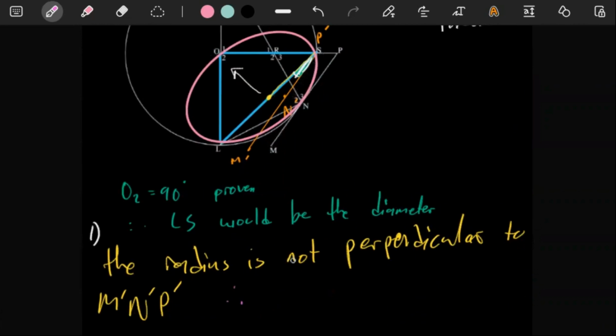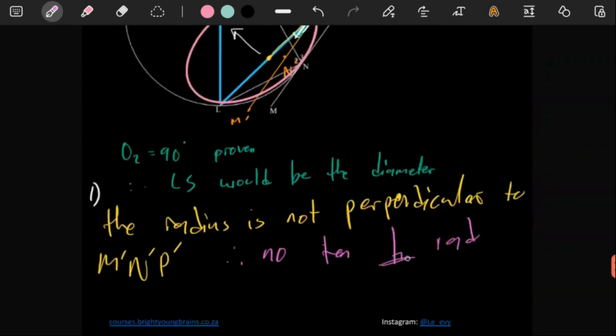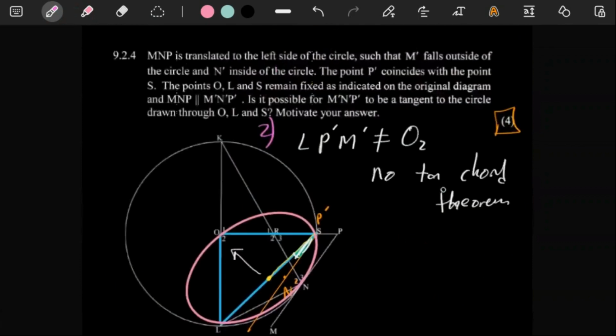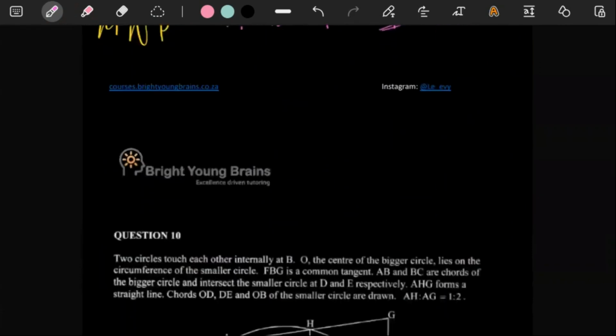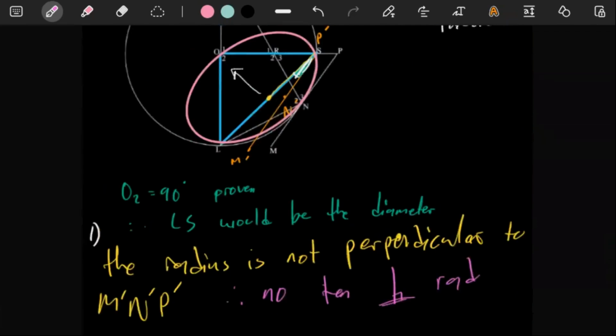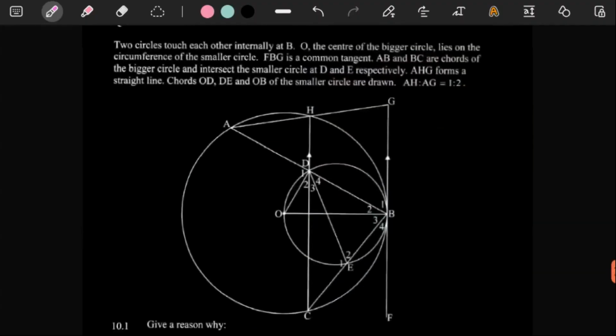So therefore, LS, which is the diameter, is not perpendicular to the tangent. Wait, the radius is not perpendicular to this. So we can just say, therefore, no tangent perpendicular to the radius. So we don't have this going on, and we also don't have the tan-chord theorem going on. So that's good enough for 4 marks. Let's just move on from this really wretched question, because question number 10.